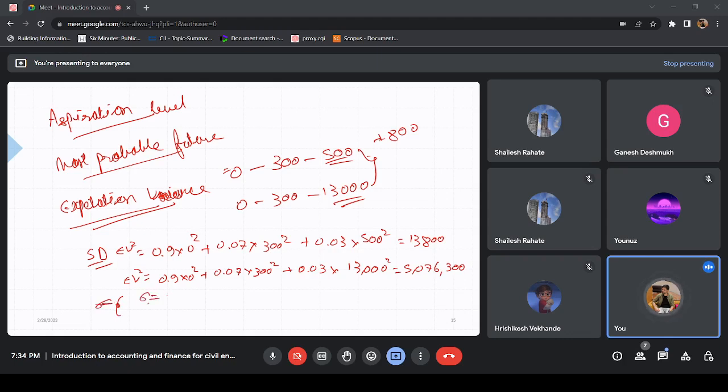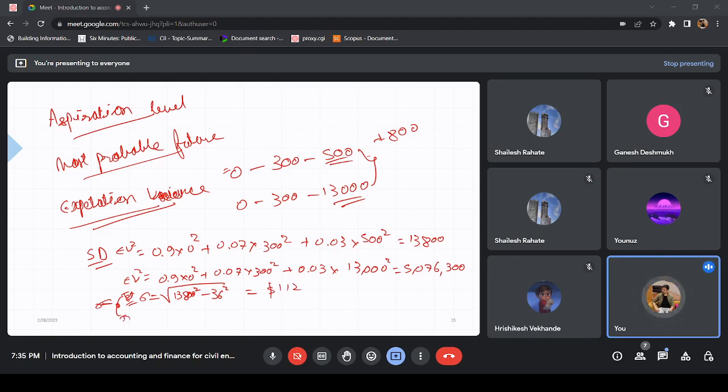Now if you calculate the standard deviation in both the cases, in the first case sigma would be under root of 13800 minus 36 square, right? That is the cost when you have bought the insurance. So that comes out to be 112.